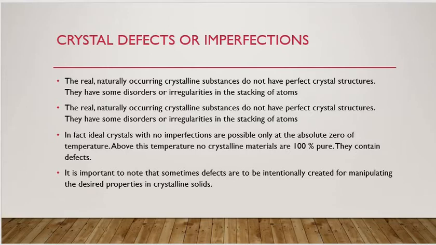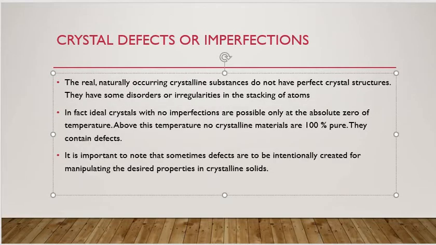Defects are created during the process of crystallization. We can say that ideal crystals with no imperfections or defects are possible only at absolute zero temperature, and above this temperature no crystalline solid would be 100% pure. They contain imperfections or defects.